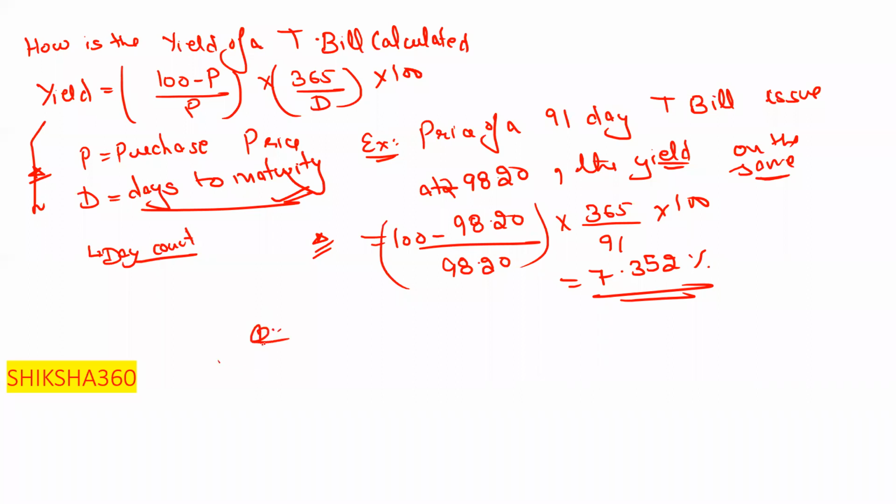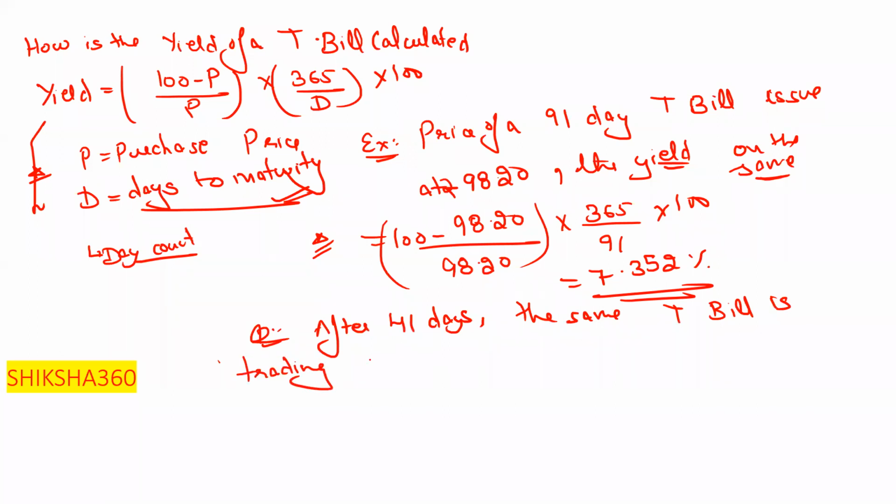After 41 days, the same treasury bill is trading at rupees 99. In that case, what would the yield be?